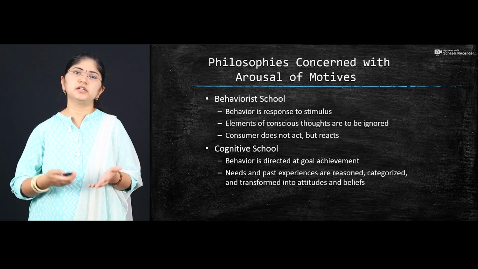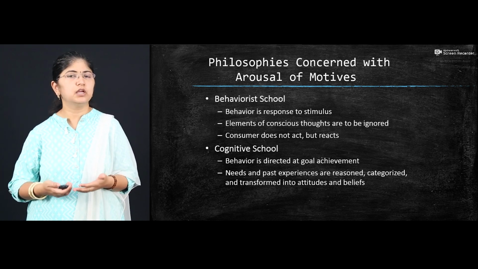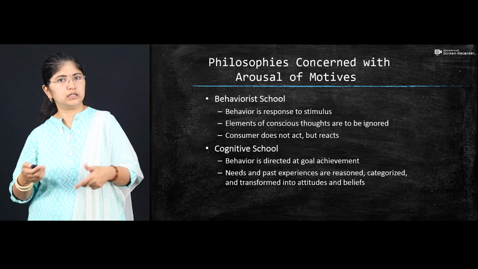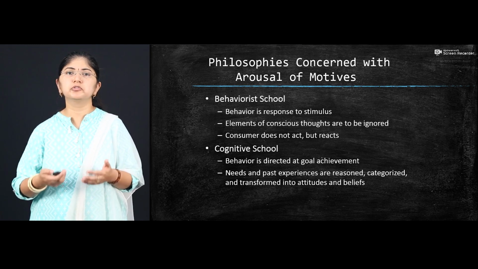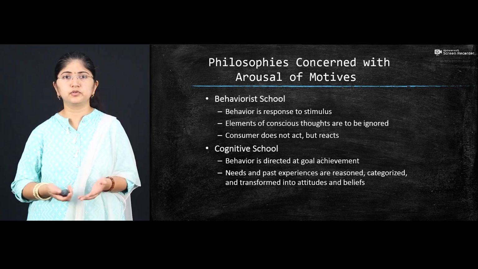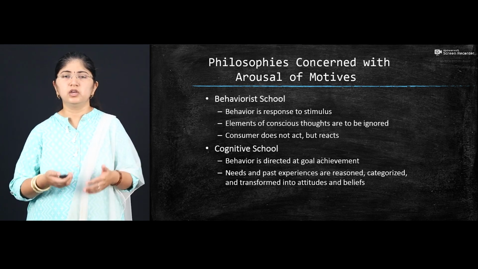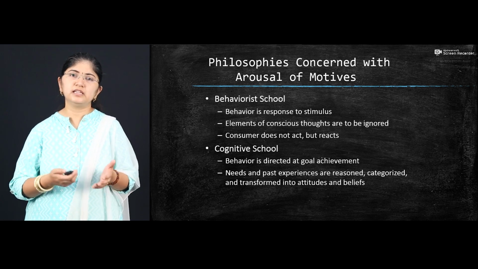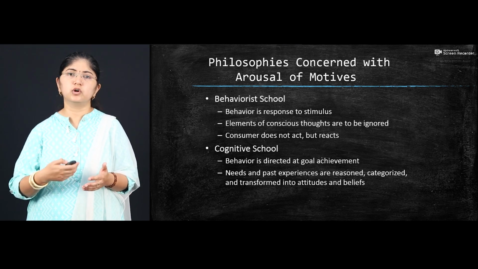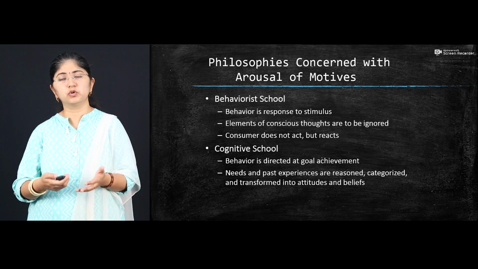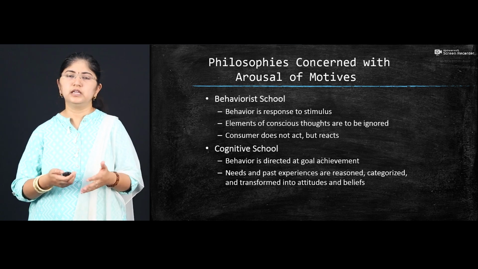Now, if you see the philosophies around these arousals of motives, there are two schools of thought, behavioral and cognitive. The behavioral school depicts the mechanical approach. It says that behavior is just a response to a stimulus. You have to ignore the conscious things that are happening in your mind. So as a marketer, focus on the behavioral school. It's just a mechanism. The cognitive school of thought says that needs and wants derive from a goal and that the customer is always engaged in the achievement of goals. So if that is the case, marketers should follow the goal and need part of the customers.